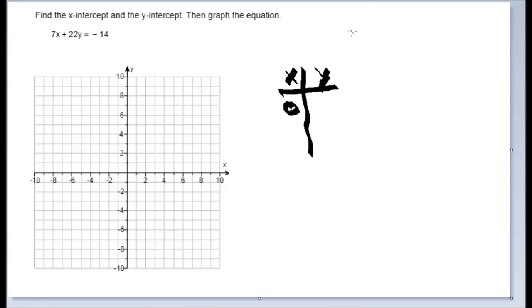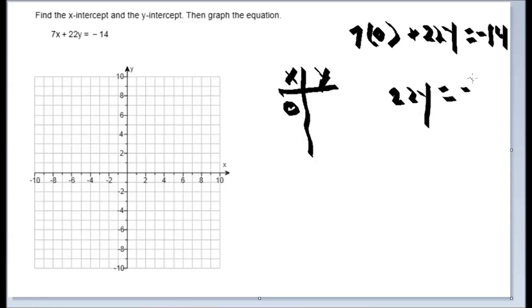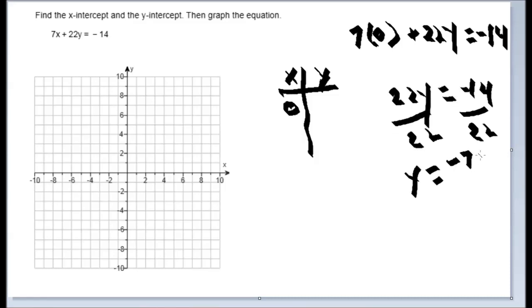So that means we're going to have 7 times 0, plus 22y is equal to negative 14. That's 0, so we have 22y is equal to negative 14. Then we'll divide both sides by 22 to get y is equal to, well, they're both divisible by 2, so that's going to be negative 7 over 11, which isn't the best number in the world, but that's what it is. Negative 7 divided by 11, so we have a fraction there for that answer.